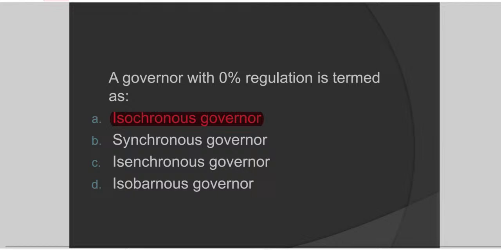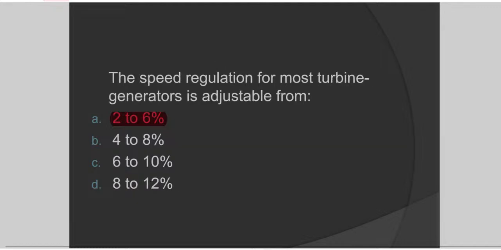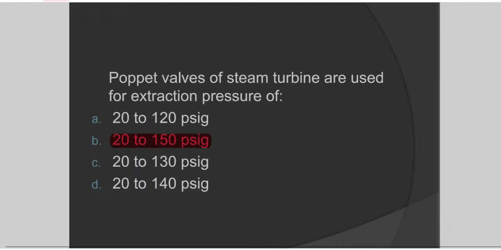A governor with 0% regulation is termed as an isochronous governor. A. Isochronous governor. B. Synchronous governor. C. Isenchronous governor. D. Isobarnous governor. The speed regulation for most turbine generators is adjustable from A. 2 to 6%, B. 4 to 8%, C. 6 to 10%, D. 8 to 12%. Poppet valves of steam turbines are used for extraction pressure of A. 20 to 120 psig, B. 20 to 150 psig, C. 20 to 130 psig, D. 20 to 140 psig.